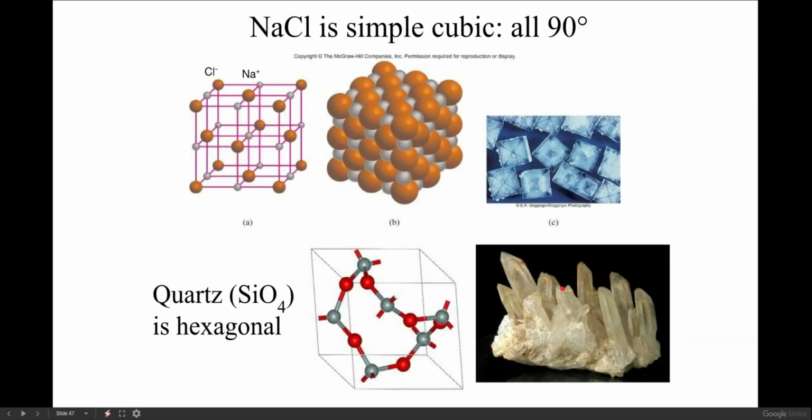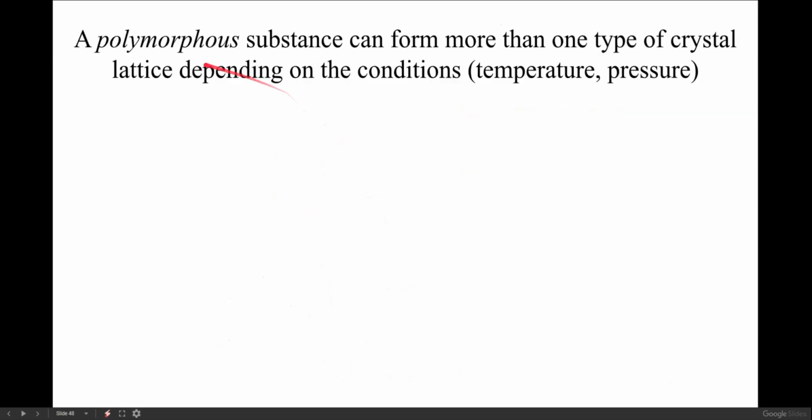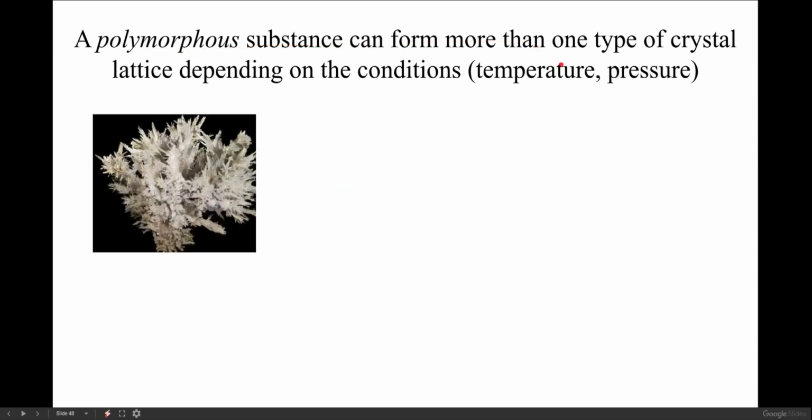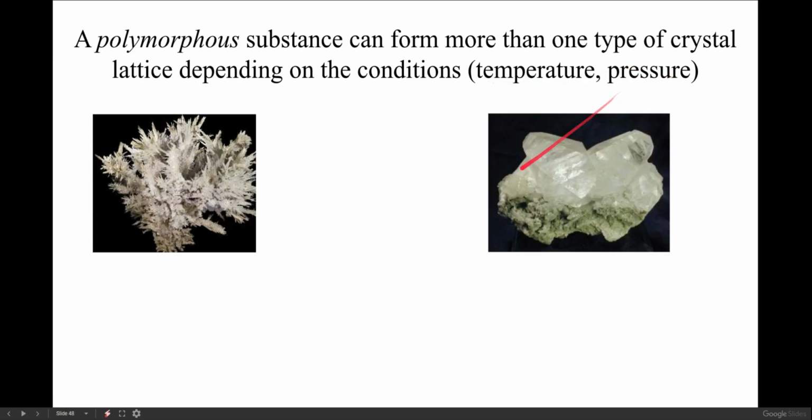Now, we might say these things grow simple cubic or hexagonally, but most things are polymorphous in that they don't necessarily have to have just one unit cell. It more depends on the crystallization condition. So things like temperature and pressure. How quickly was this done at high temp, low temps, low pressures, high pressures?